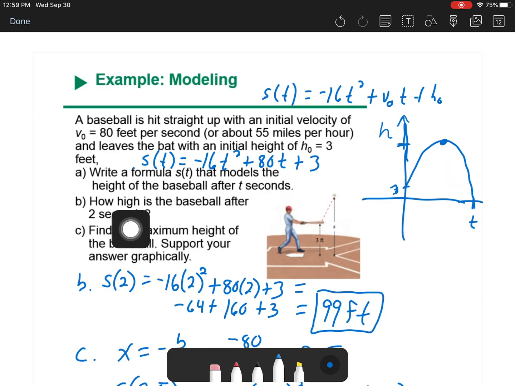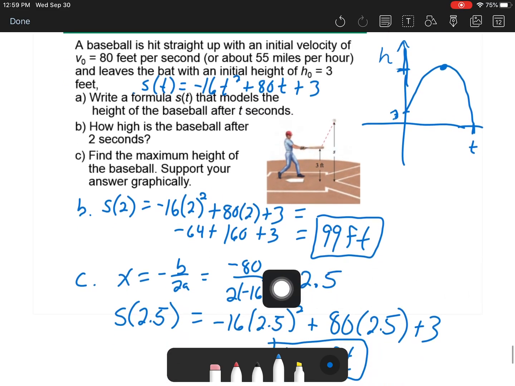Okay, so with that, we can determine how high the baseball is after 2 seconds, because this determines height after a certain amount of time. So we can plug that 2 in for each of these t's, and that's what I'm doing here in part B. So it's going to be negative 16 times 2 squared plus 80 times 2 plus 3. And simplifying that, we get a height of 99 feet.